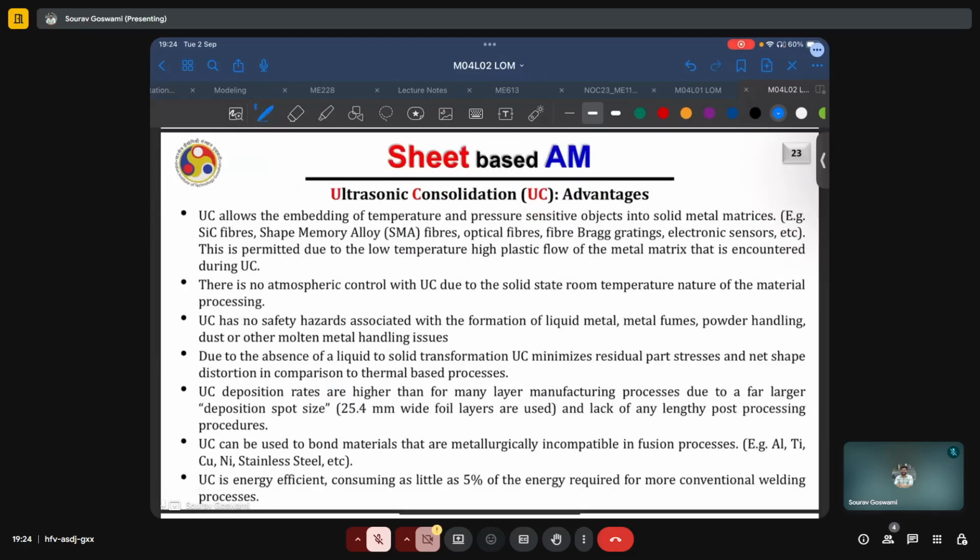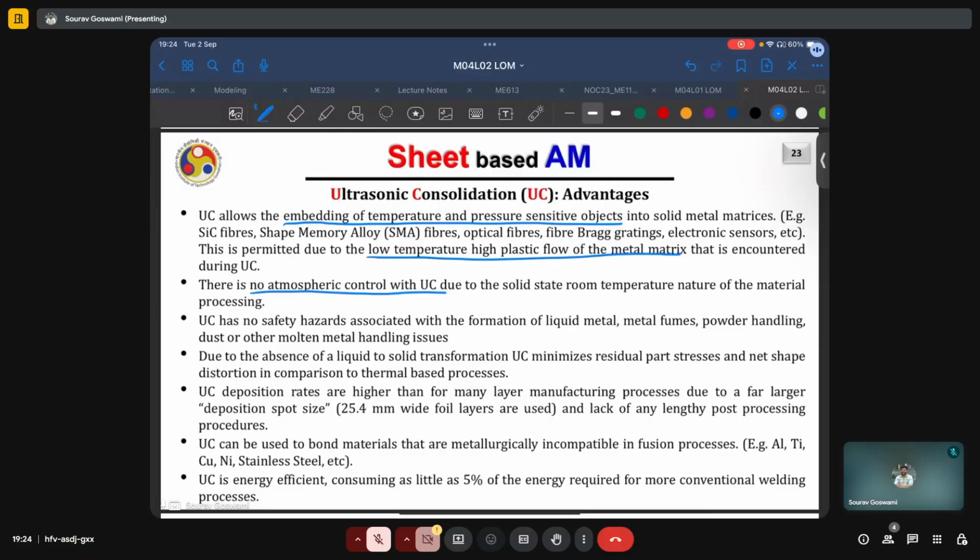The process itself offers several advantages, such as it allows the embedding of temperature and pressure sensitive objects into the solid metal matrices, such as silicon carbide fibers, shape memory alloy fibers, optical fibers, fiber Bragg gratings, electronic sensors, etc. It is permitted due to the low temperature, high plastic flow of the metal matrix that is encountered during ultrasonic consolidation. No atmospheric control is needed due to the solid state room temperature nature of the process.